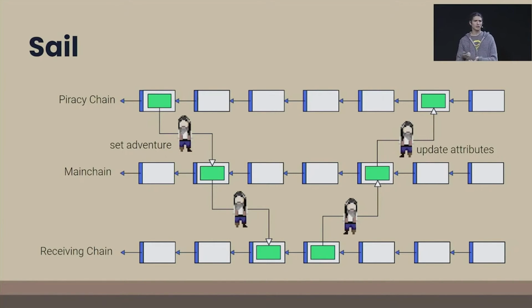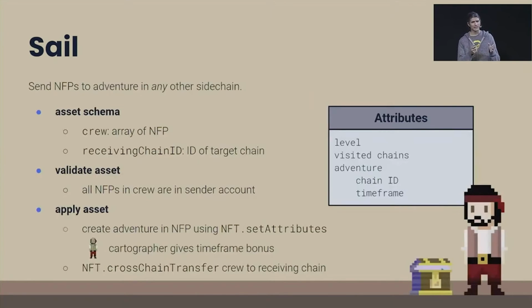If the adventure was successful, meaning that the chain has not been visited before and it didn't take too long for the pirate to come back, then we increase the level of the pirate. So this sail custom transaction defines an asset schema again, where we store the crew, which is an array of non-fungible pirates. So we can send many pirates at once to an adventure. And the receiving chain ID, which is the ID of the target chain, just the ID of the chain that we want to send our pirates to.